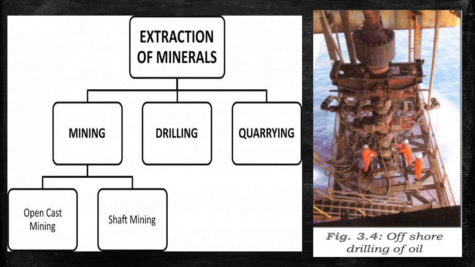Now you can see the diagram, figure 3.4, offshore drilling of oil. You can see how they are drilling offshore, drilling out the oil. So, extraction of minerals. Now it is clear through this diagram what mining actually is. I have told you that when we take things out from the bed of the earth and remove the layer, that is called open cast mining. Drilling is also there, and quarrying is also there. I hope it is clear.